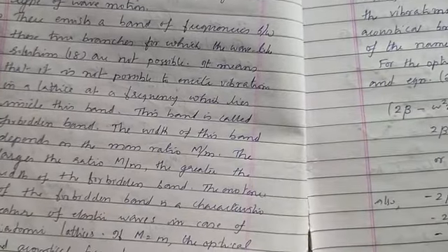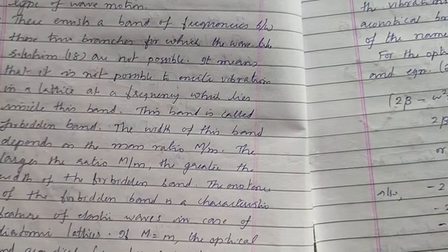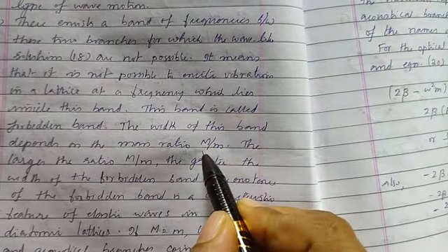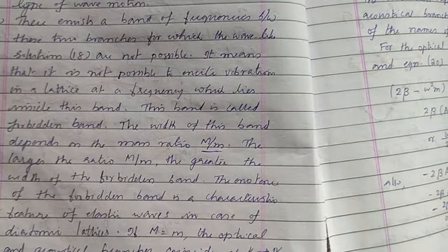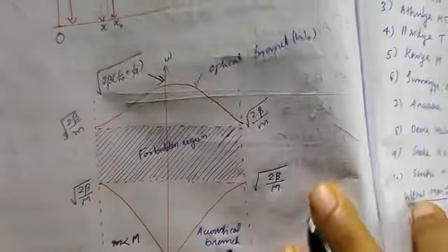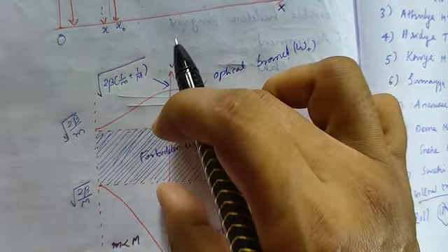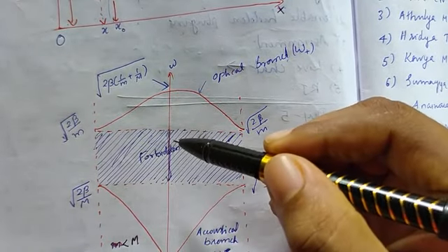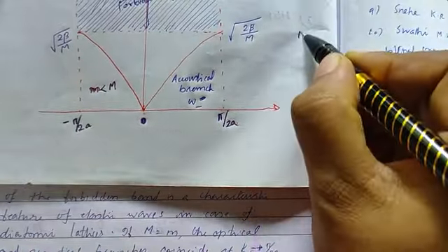So there appears such a band, a forbidden band. The width of this band depends on the mass ratio, capital M by small m. See, this is the optical branch, and this is the width. So the width of this branch depends on the mass ratio capital M by small m.